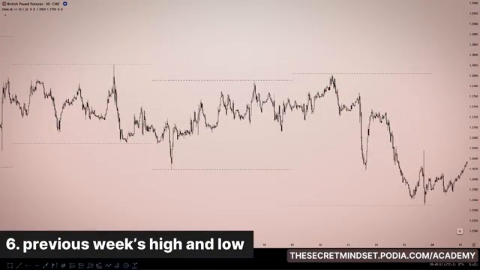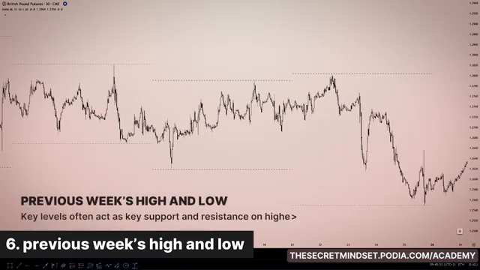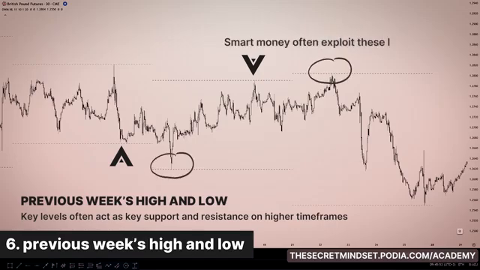The previous week's high and low also attract a lot of attention. You might not even know where those levels are. These levels often act as key support and resistance on higher timeframes. And smart money often exploit these levels, knowing that many swing traders and position traders use them for stop placement and entry orders.